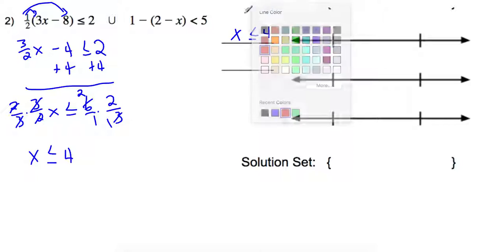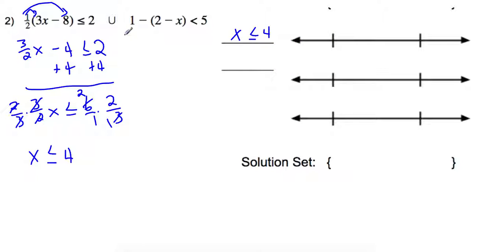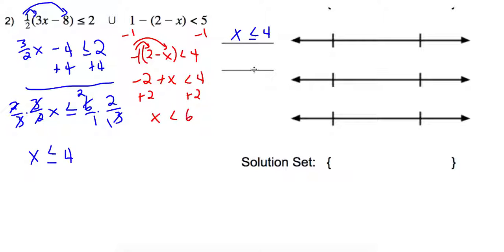And then I have my second inequality. I'm going to subtract 1 from both sides. So I get negative 2 minus x is less than 4. This negative is kind of like a negative 1, so I have to distribute that negative 1 to both of these terms. So that becomes a negative 2 plus, negative times a negative is a positive, so plus x is less than 4. And I'll add 2 now to both sides, so I get x is less than 6.